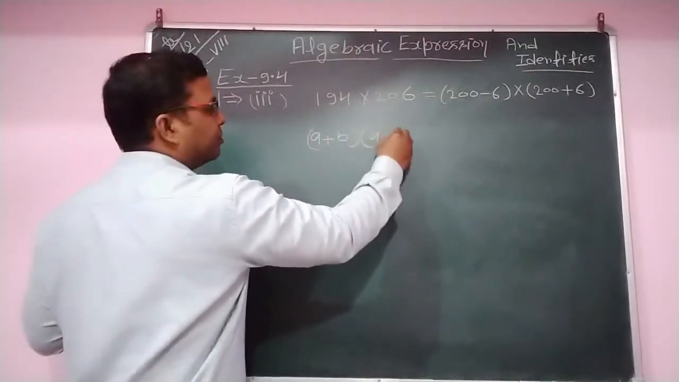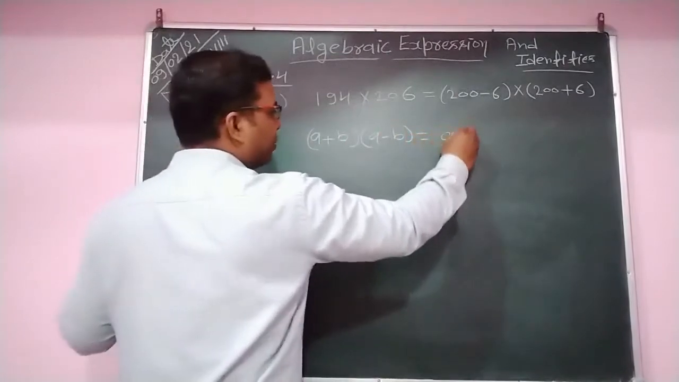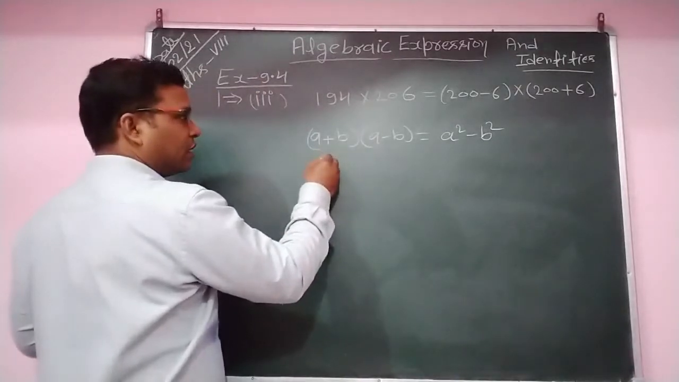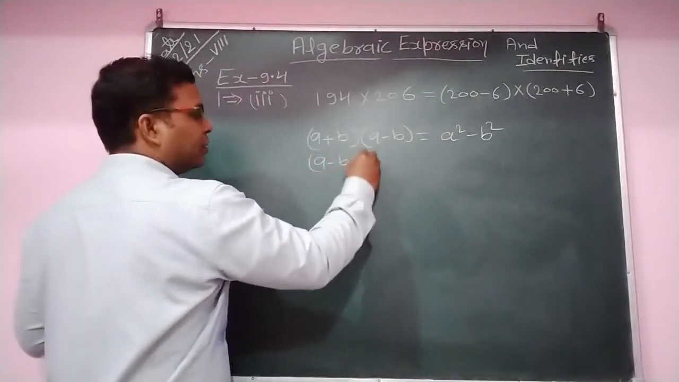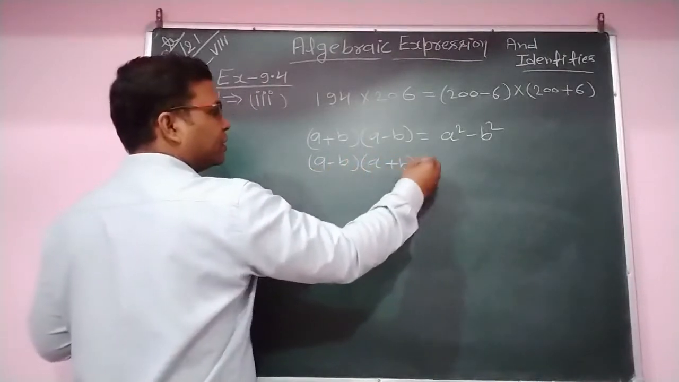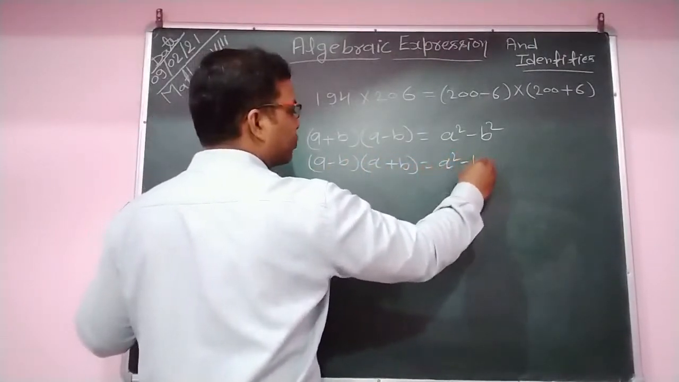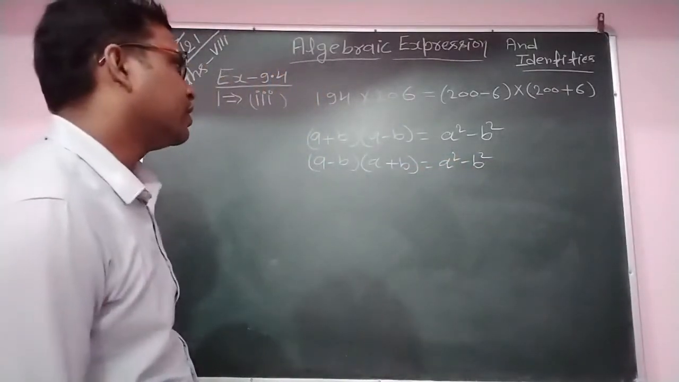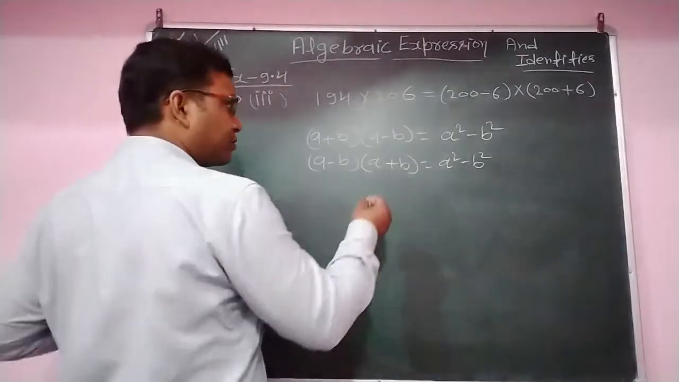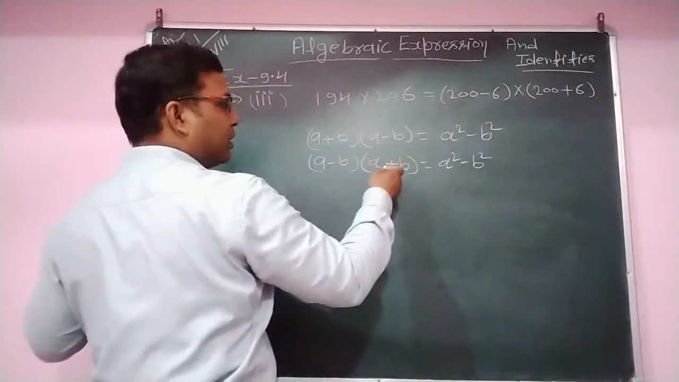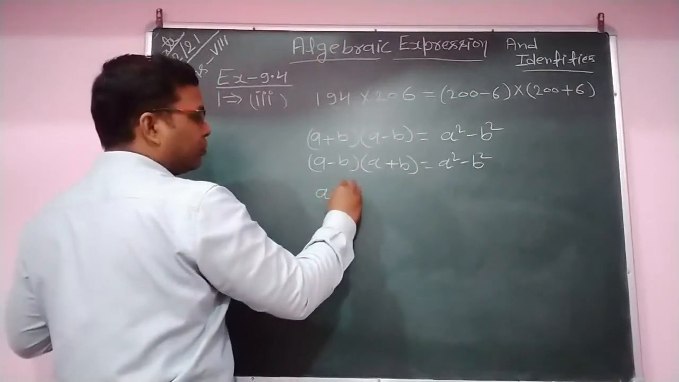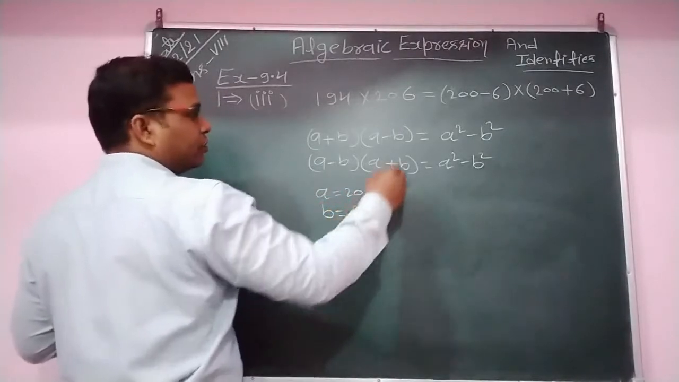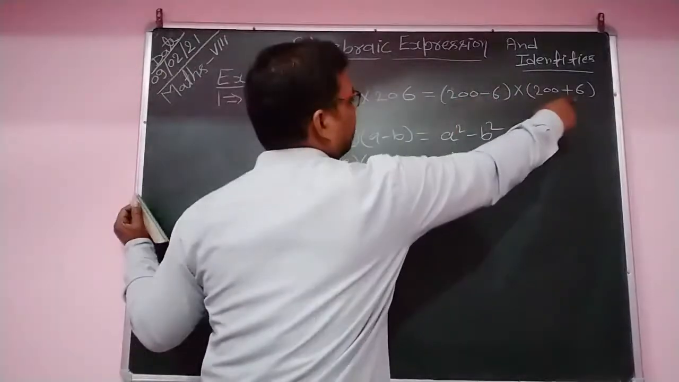Here you can see in this question, you remember that a plus b into a minus b is equal to a square minus b square. Also you can write it a minus b into a plus b is equal to a square minus b square. Both ways are correct. Now, if you compare this part to this part, then you get a is equal to 200 and b is equal to 6.